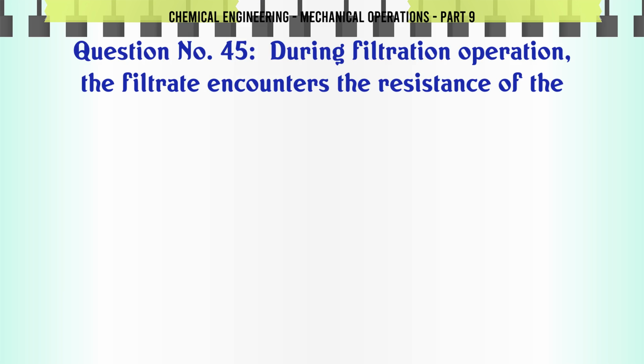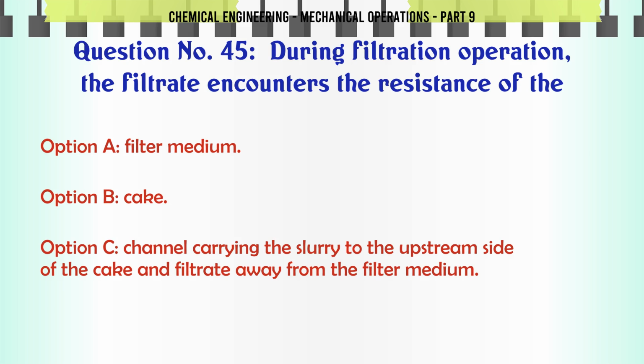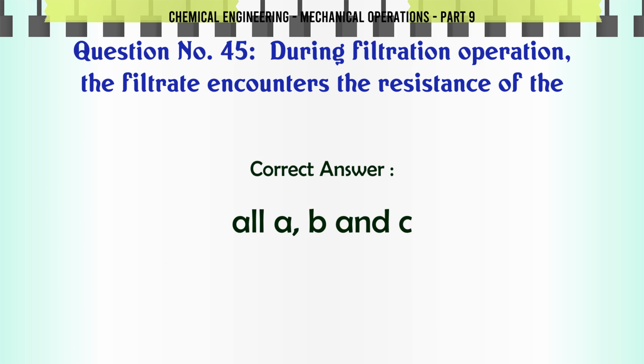During filtration operation, the filtrate encounters the resistance of the: A. Filter medium, B. Cake, C. Channel carrying the slurry to the upstream side of the cake and filtrate away from the filter medium, D. All A, B and C. The correct answer is all A, B and C.